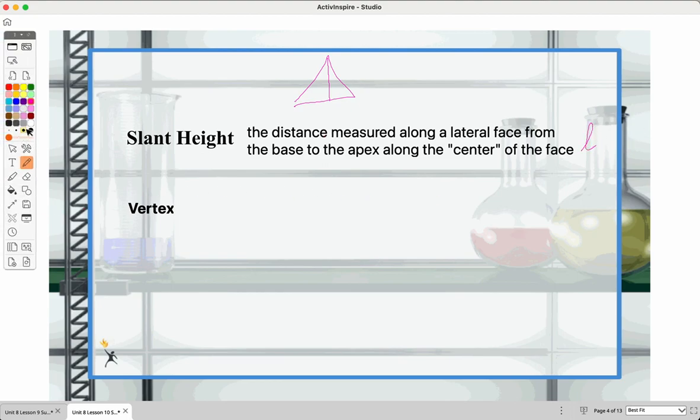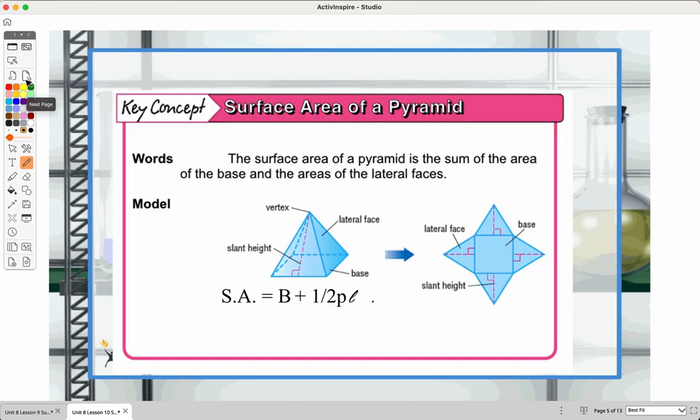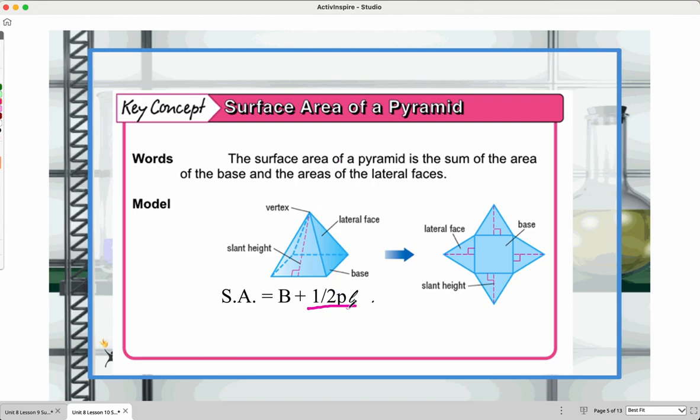Okay? And our last one is our vertex. It's where two or more edges meet. Okay? So let's take a look at our formula today. The surface area of a pyramid is the sum of the area of the base as well as the areas of the lateral faces. So whether our base is a square or a triangle, that changes big B, but it doesn't change the second half of the formula. The second half of the formula is 1/2 of the perimeter times the slant length. That's what we're looking for.